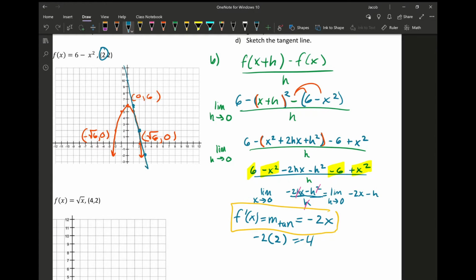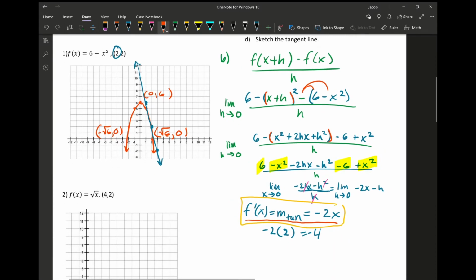And draw that nice line that goes through (2, 2) and has a slope of negative 4. So that means I can find whatever point, whatever slope I want, because I have the generic equation of my slope. So this is the slope of my tangent line for the function. I can't emphasize that enough. You've found a generic way to represent slope on the function.